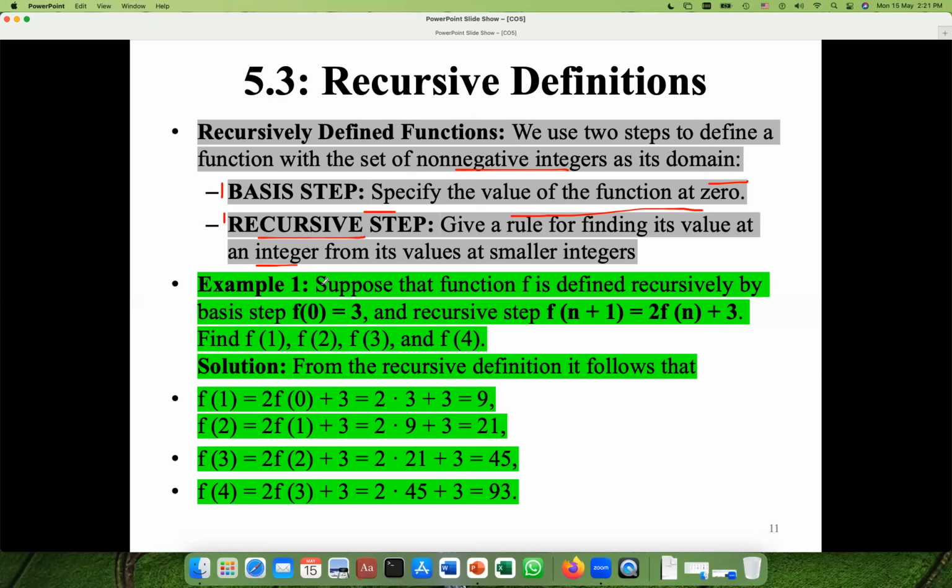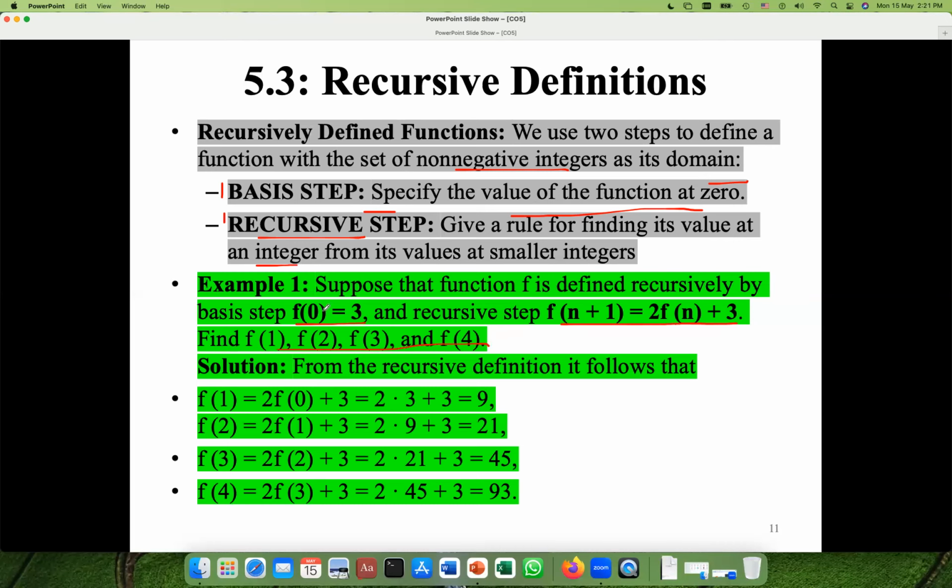For example, suppose that function f is defined recursively by two steps. What are those steps? This is the basis step: f(0) = 3, which is given to you. And the recursive step: f(n+1) = 2f(n) + 3. It is also given to you. Now the question is to find f(1), f(2), f(3), and f(4). These are quite easy things. It's not something difficult.